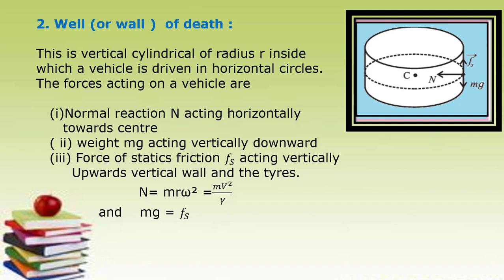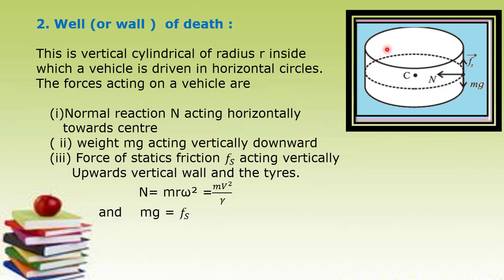Weight mg acting vertically downwards, force of static friction Fs acting vertically upwards, between the vertical wall and the tires. N equal to mr omega square, which is equal to mv square upon r, and mg equal to Fs.